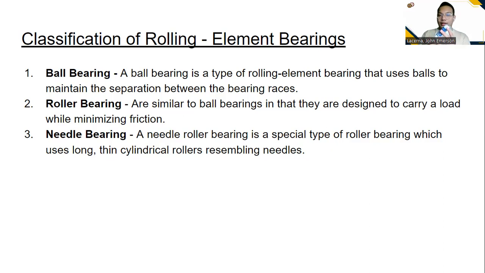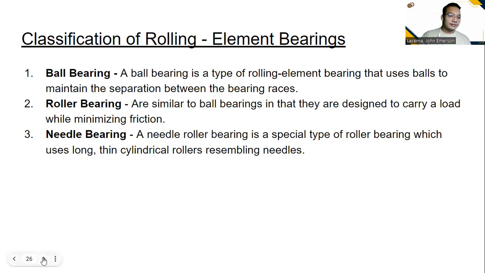Pero yung rollers natin is parang needle-like, mas pahaba siya. More kesa sa cylinder shape, mas pahaba siya. Halimbawa yun, na maliliit, nagro-roll din. Needle bearing, by definition, needle roller bearing is a special type of roller bearing which uses long, thin, cylindrical rollers resembling needles. Kaya tinawag siyang needle bearing. But similar din siya sa roller bearing. Yun nga lang, para lang siyang needles na pinanipis pa yung cylinder shape.